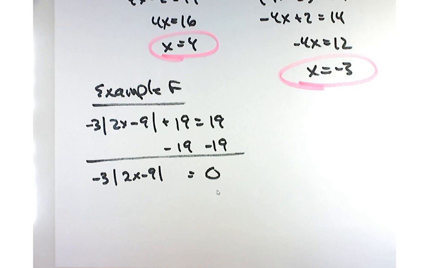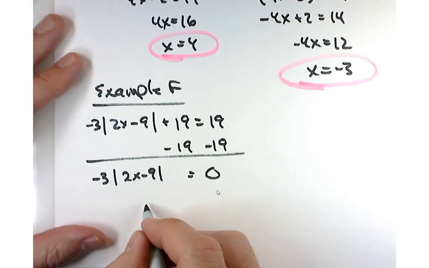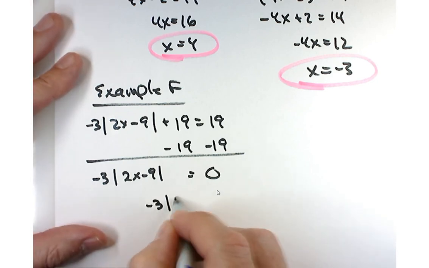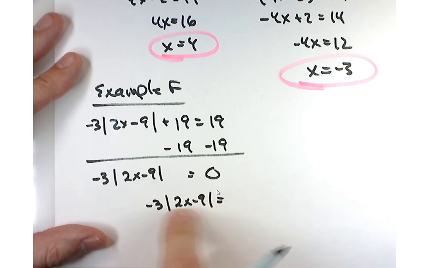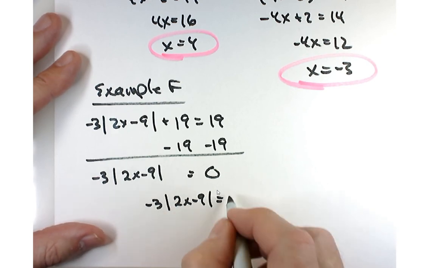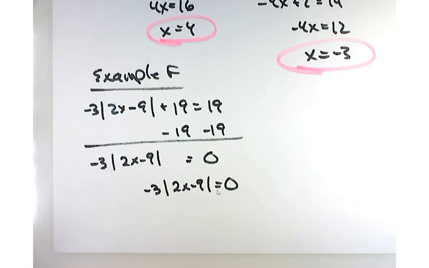Zach, keep going. What else can I do here? I believe you could distribute the negative 3. Actually, you can't. We can't distribute the negative 3 because this is inside the absolute value and this one isn't. Divide by 3. No, not quite. Appreciate the ideas though. Divide by 3 then.